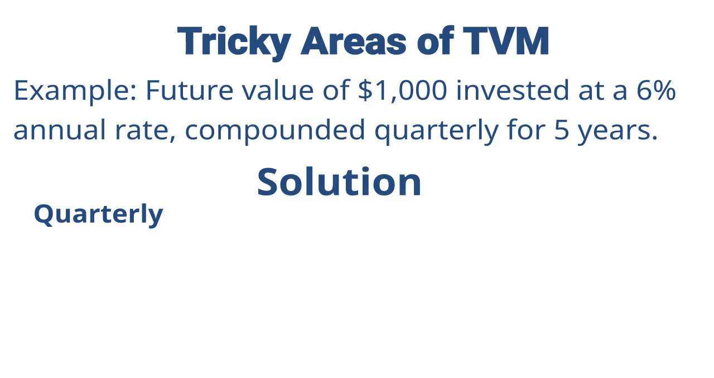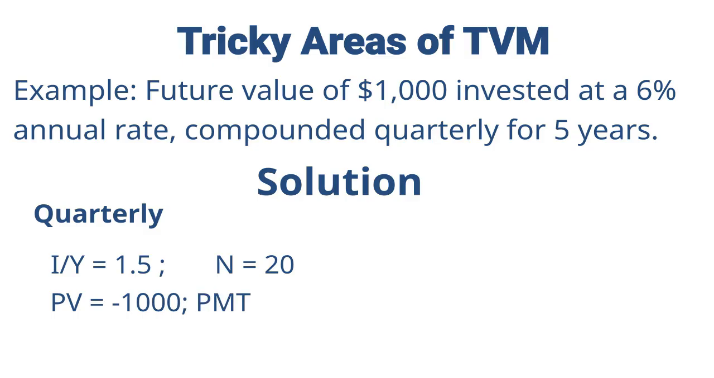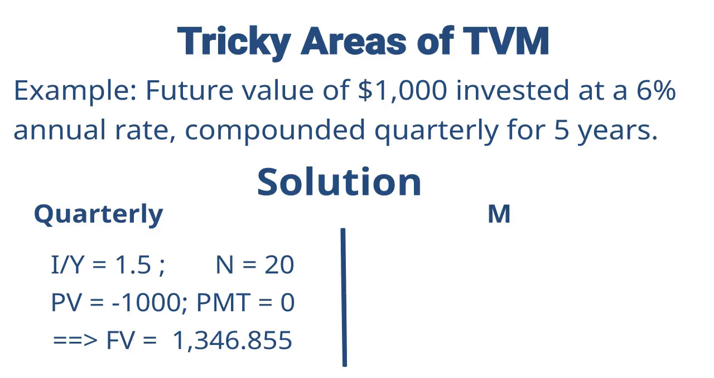Using your BA2 Plus calculator, press second then I/Y to set the interest rate per period. Enter 1.5. Press N and enter 20 for the number of periods. Press PV, enter minus 1,000, negative because it's an outflow. Press PMT, enter 0, no payment during the investment period. And press CPT then FV. The future value is 1,346.855.